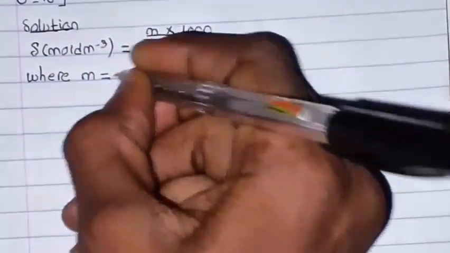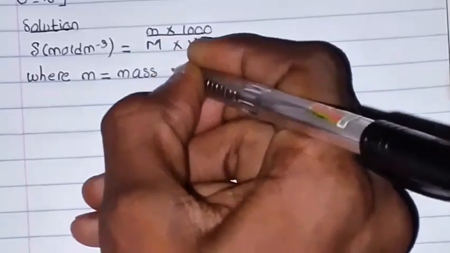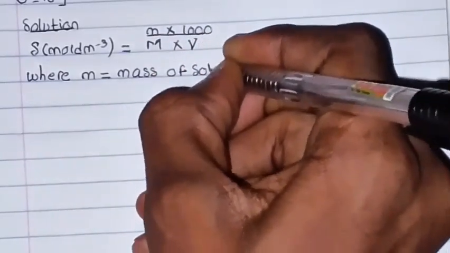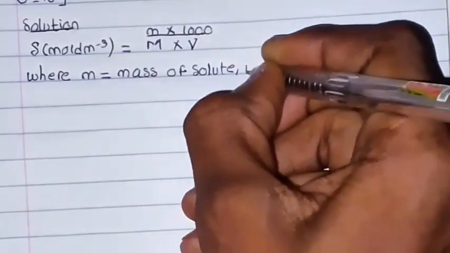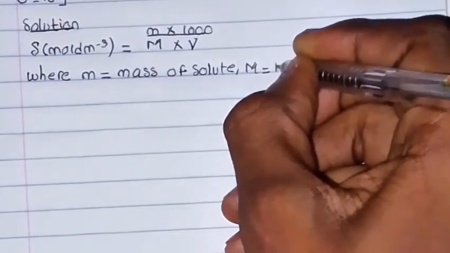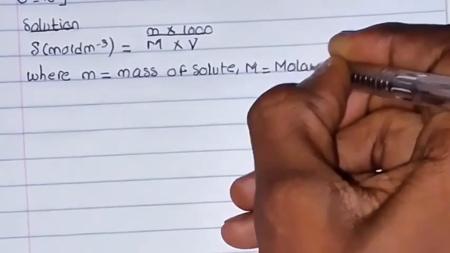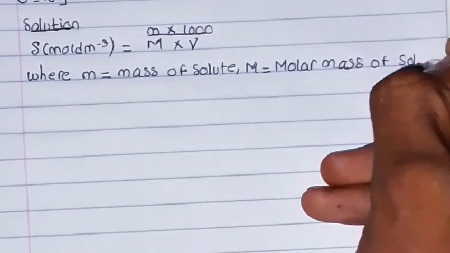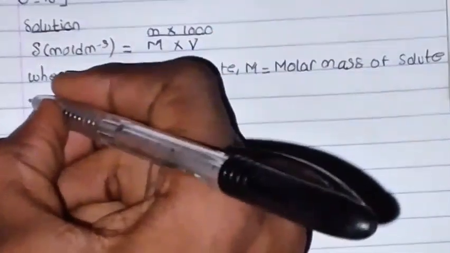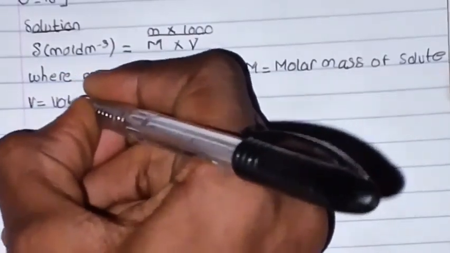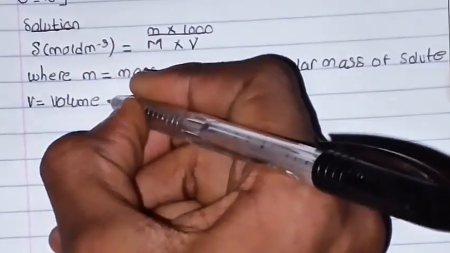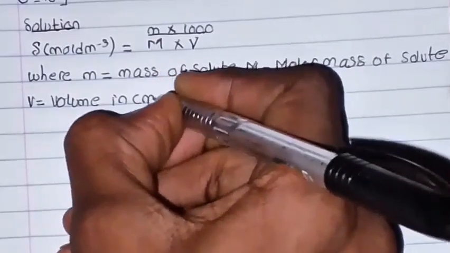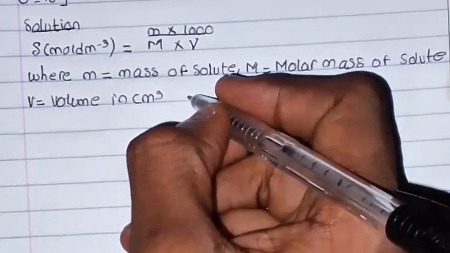Now let's write out where lowercase m is the mass of solute. Very important, mass of solute. Then we have uppercase M to be the molar mass of solute. Then V is volume, not just any kind of volume, but volume in cm cube. So now let's replace our values.